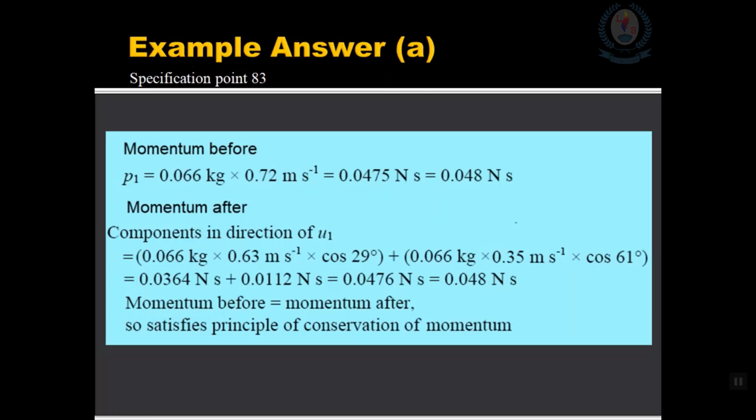Now I'll ask you a small question. What if these two differ? Then the only answer that we can tell is there is an external unbalanced force acting on the system, therefore conservation of momentum is not valid.